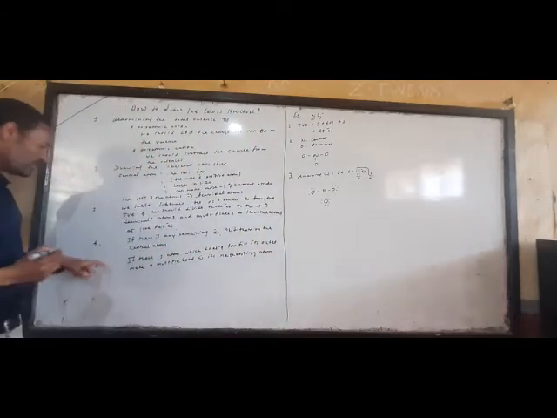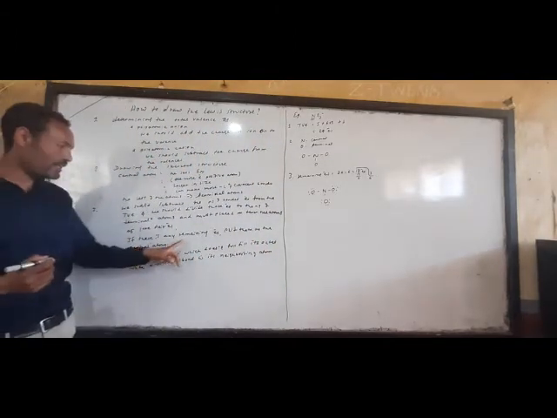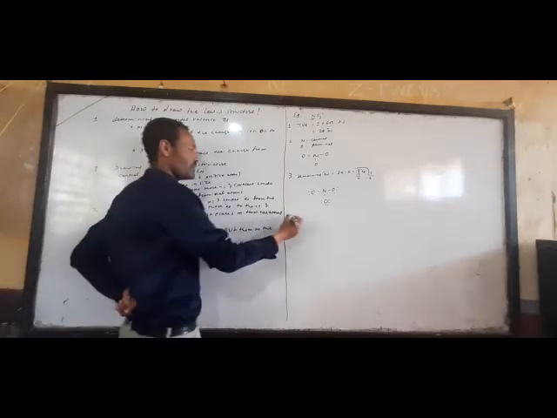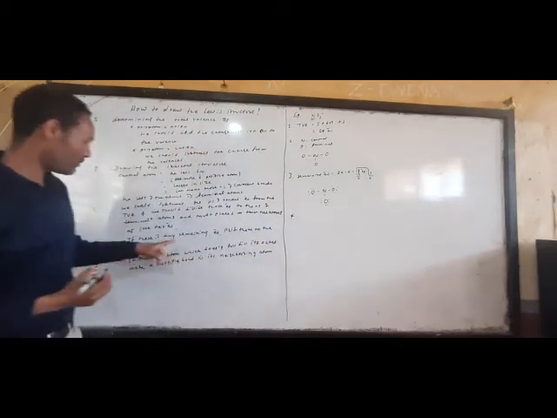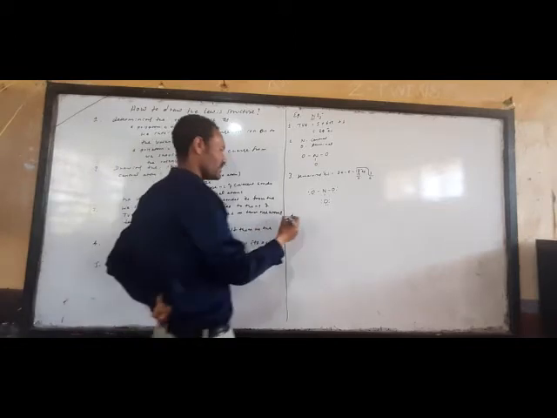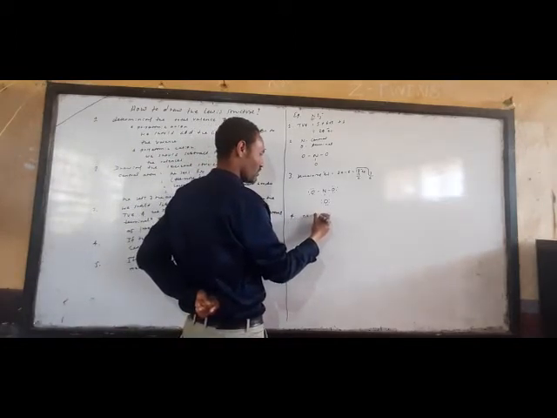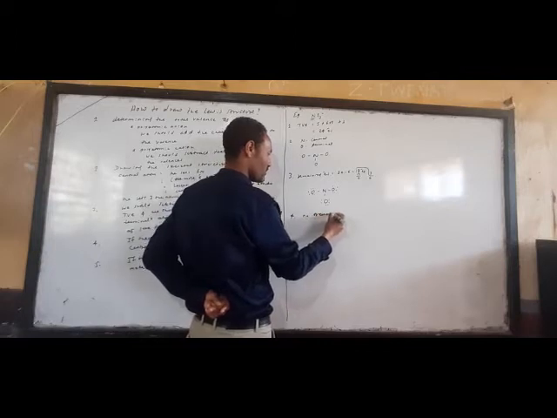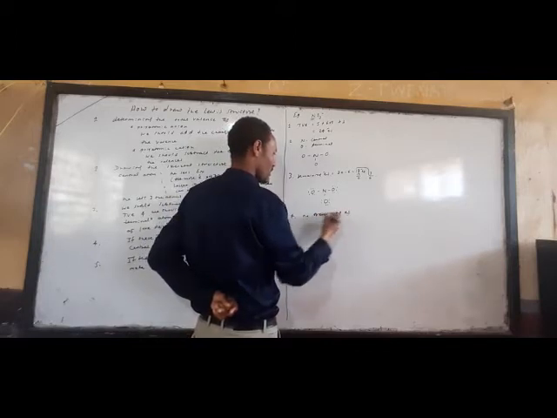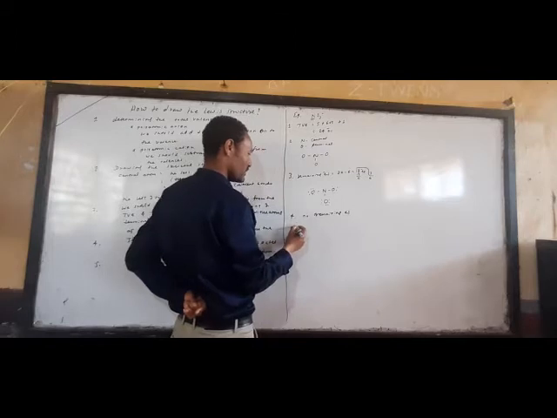Now, in the fourth step, if there is any remaining electron, put the remaining electron on the central atom. So there is no remaining electron. So we should skip the fourth step.